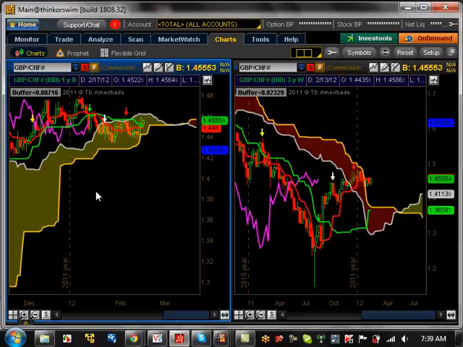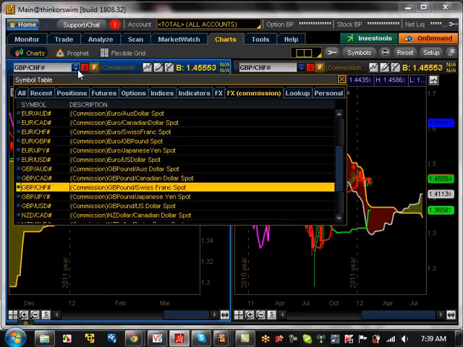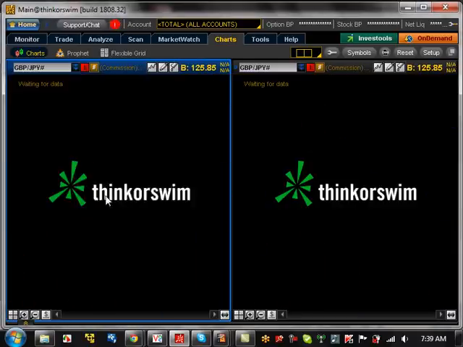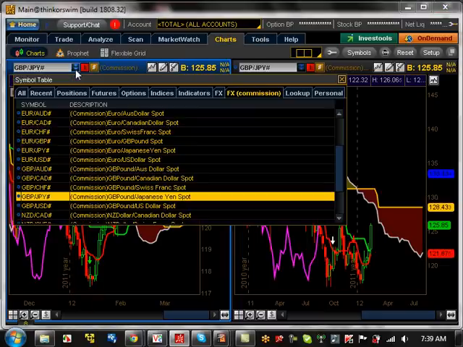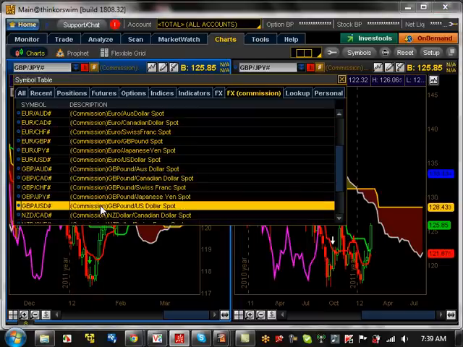Pound Swissy, nothing really going on. Just going to ignore that one. Pound yen, look at this. This is strong. If you look at it, it's trying to get to its resistance level of 128.43, and support level on this one is going to be about 123.53 right now, but it definitely needs a pullback, just like the Australian and the CAD yen pairs.